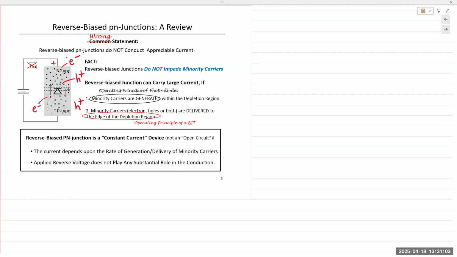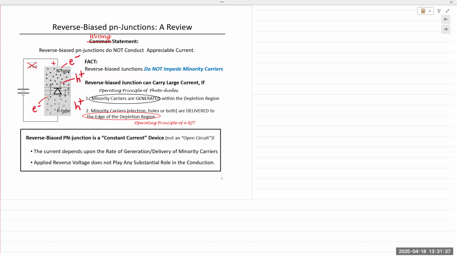So if you have minority charge carriers that are present in the N-type and minority charge carriers that are present in the P-type, if you apply a reverse bias, they are going to be attracted. They are able to cross the junction, and then current starts flowing through the device. But the key word is minority, because minority means it's very low in numbers. Because it's low in numbers, the current value is also very low. Everybody with me so far?